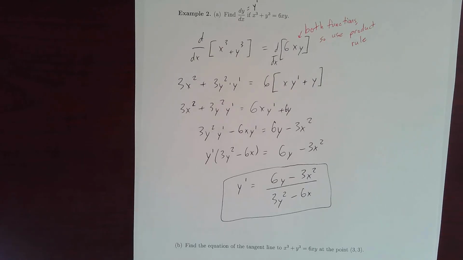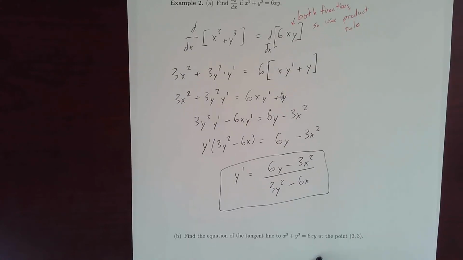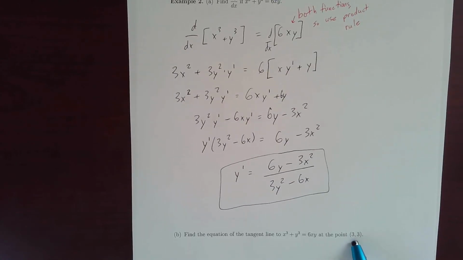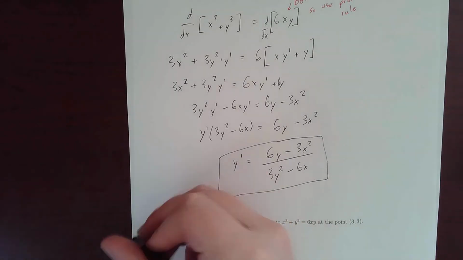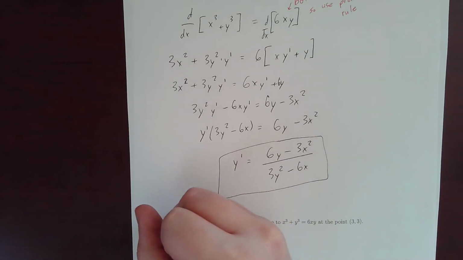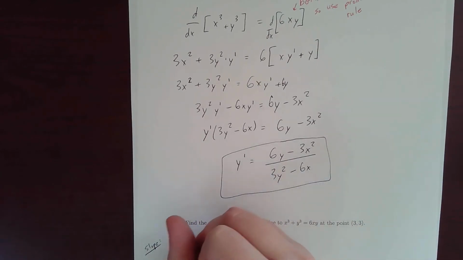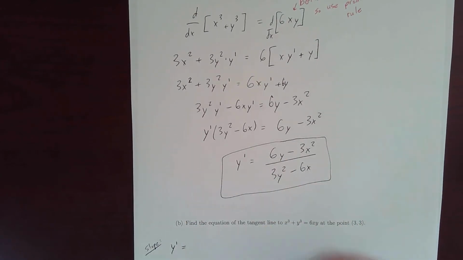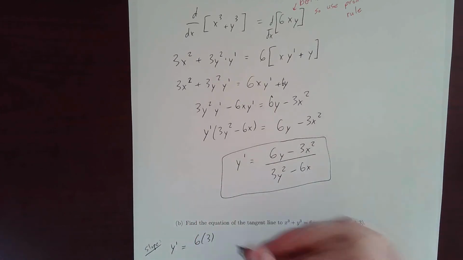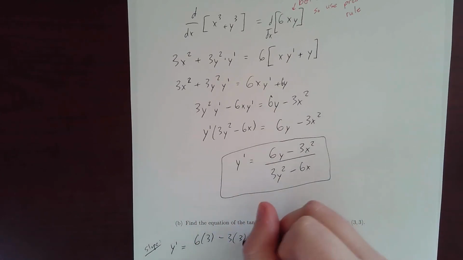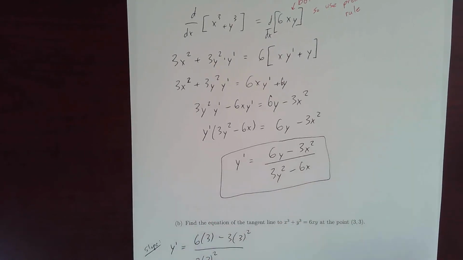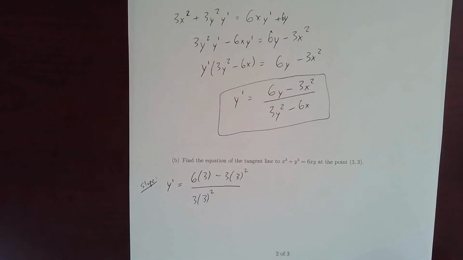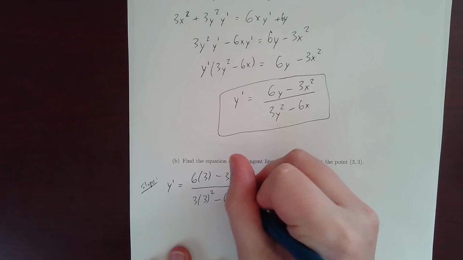Alright, so say we wanted to go ahead and find the equation of a tangent line at a particular point, 3, 3, for example. What we would do is we would find the slope with our y prime. So slope at the point 3, 3. We already know our formula for it. It's 6y, which is 3, minus 3x squared, which is 3 squared, over 3 times y squared, so 3 squared, minus 6 times 3.